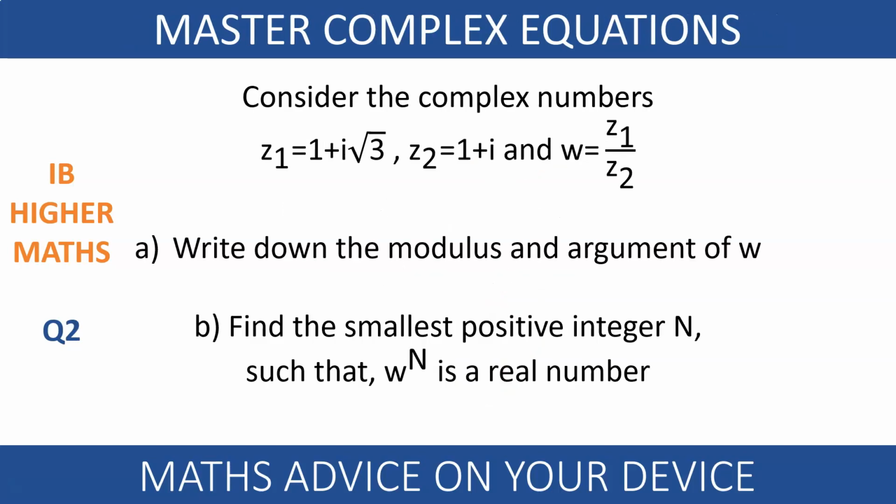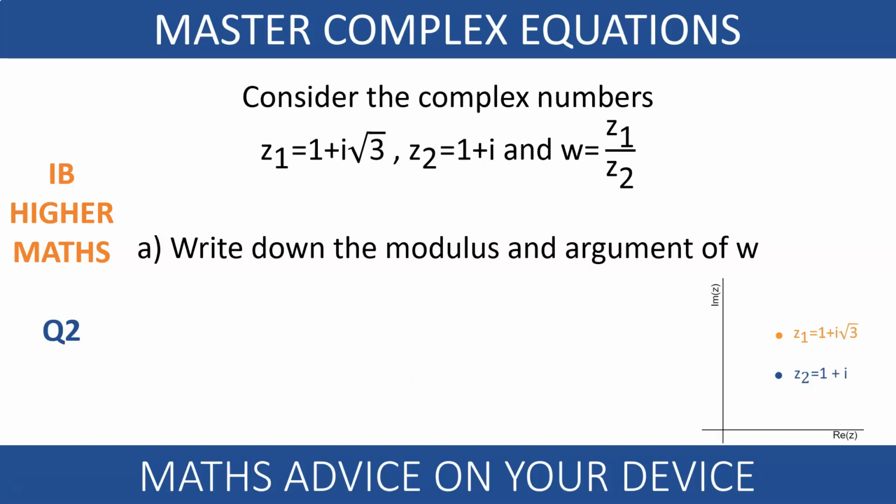This is a 6 marks question. Write down the modulus and the argument of the complex number w and find the smallest possible integer n so that w to the n is a real number. We write z1 equals 1 plus i square root of 3 in polar form.